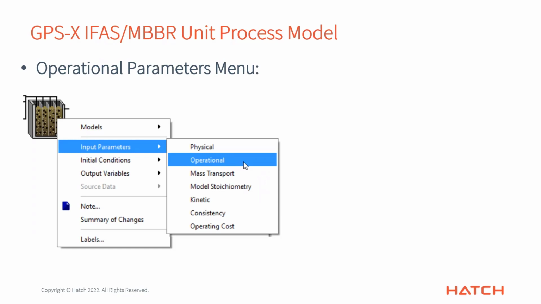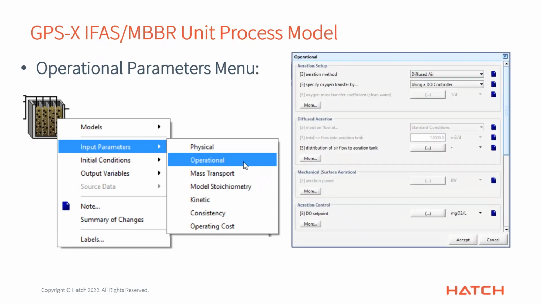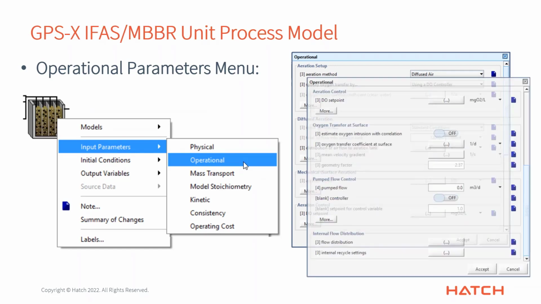Right, moving on to the operational parameters menu. I won't go into a lot of details here because this is almost exactly the same as you would find in a plug flow tank. So this is really about aerating the system. You'll find all of the usual stuff specifying the diffused air details. You'll find the ability to use a DO controller here. Our DO set points are a little higher because usually in an IFAS system, you have a higher amount of aeration just to keep everything well mixed.